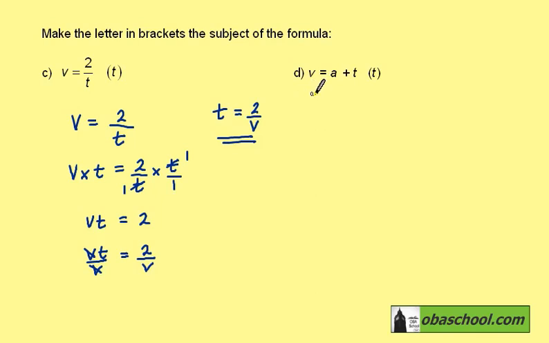We now have v equals a plus t, and we want to make t the subject. Since they're equal, we can write a plus t is equal to v. We want t on its own, so subtract a from both sides of the formula. Note how we've done the same thing to both sides. Here the a's cancel, just leaving t, so t is equal to v take away a.